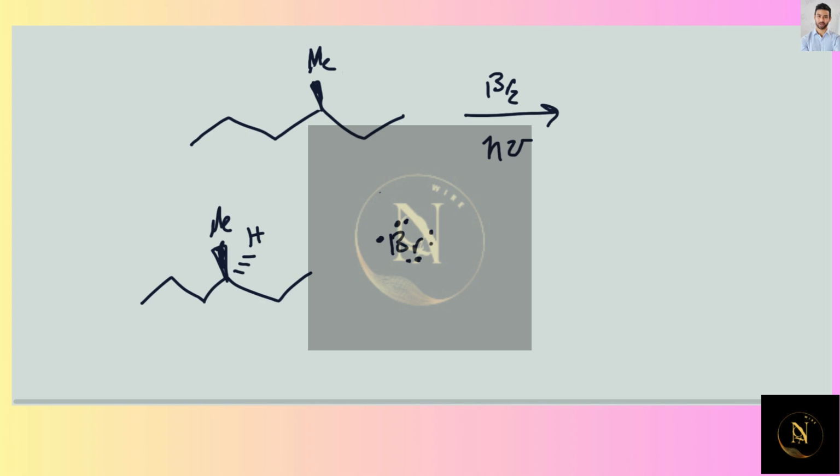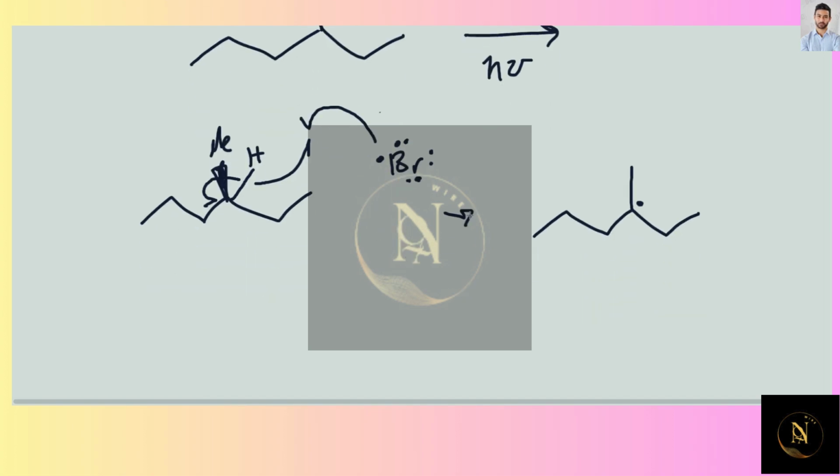And this, let me draw a straight bond, actually. It's the carbon-hydrogen bond, selectively the one at the most substituted site, that will be abstracted by the bromine. Okay, and the radical will be left behind at the tertiary center. Right, so this is a key intermediate, right?